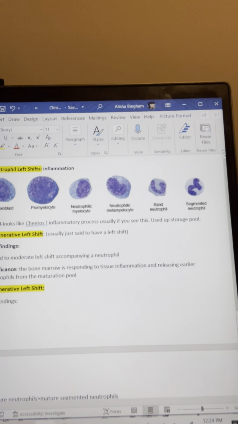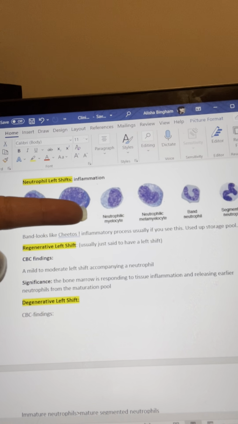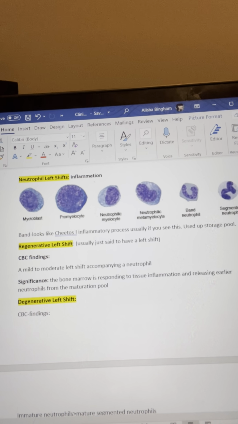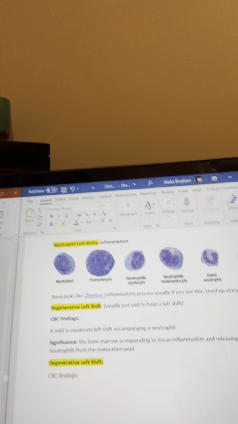So now getting into the neutrophil left shift, what I've been talking about, this means inflammation basically. Here's a band neutrophil, when I was talking about bands. Here's the myeloblast, here's a promyelocyte, and then there are the neutrophilic myelocytes, and then the neutrophilic metamyelocytes, which you don't want to see in circulating blood. And then we have the band neutrophil and the segmented neutrophil there.